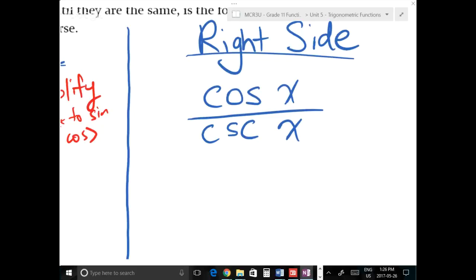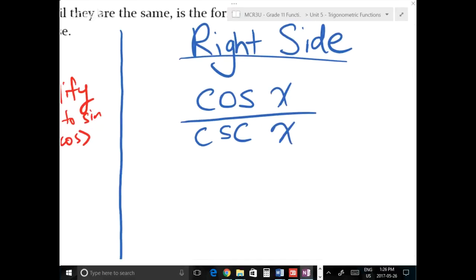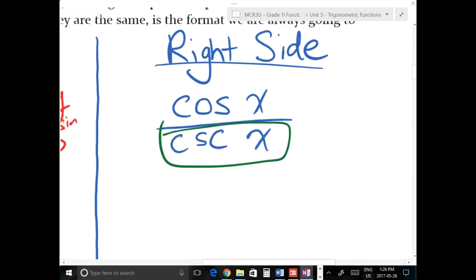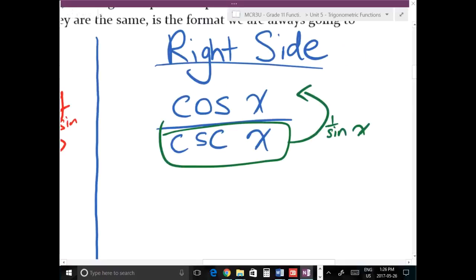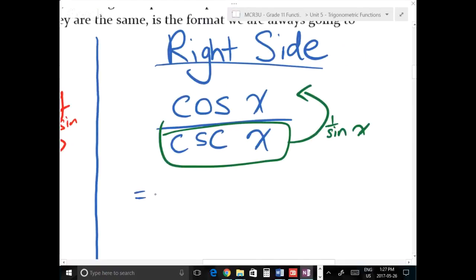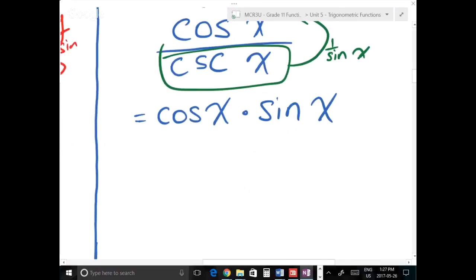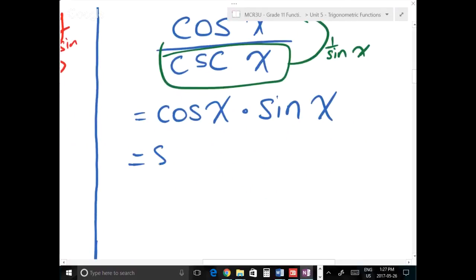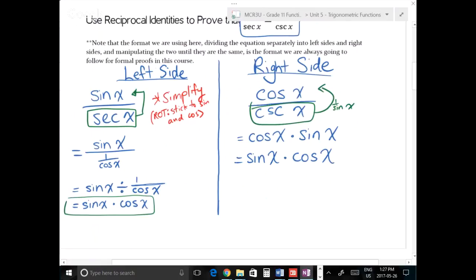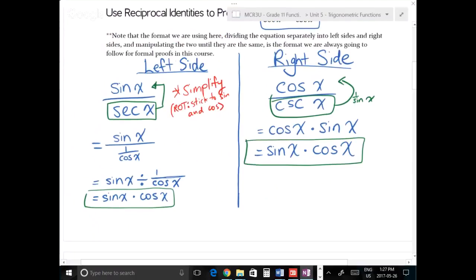So cosecant x, remember it's 1 over sine x. So what would the next line of this be then? Cos of x times the sine of x. Very good. It doesn't matter because multiplication can be written either way. Since the order does not matter in multiplication, I'm just going to reorder that. I'm going to say it's sine of x times cosine of x. And now, what do you notice? They're the same. They're matching. And that is always the goal.